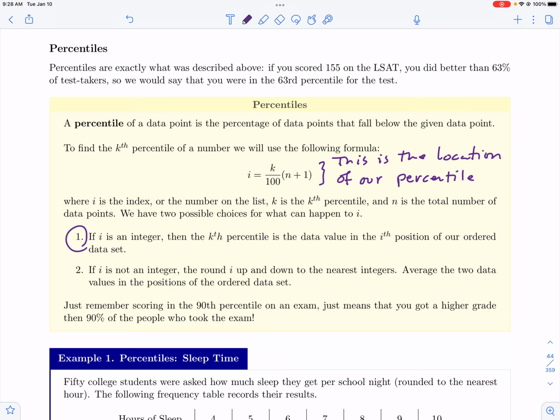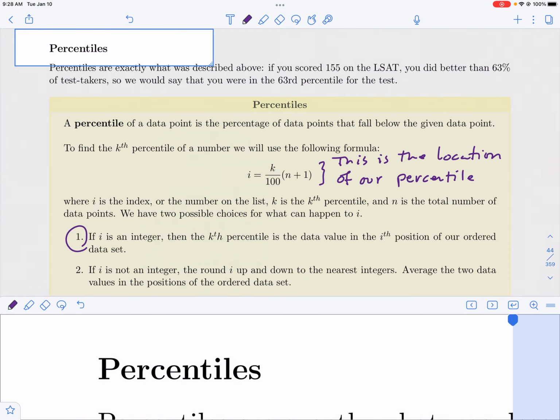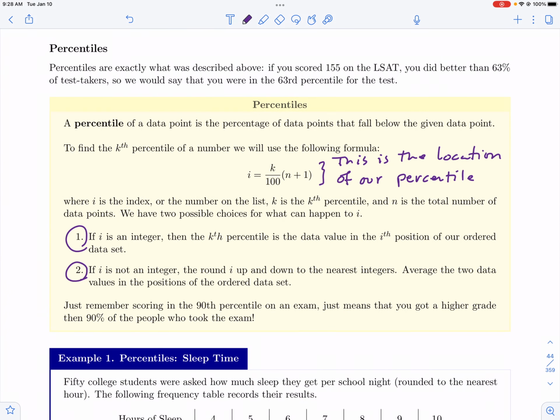If we're lucky and our I turns out to be an integer, then we just count along our list of data until we get to where that integer is, and that number is exactly the given percentile. If it's not an integer, which is more likely, then in the second case, we round that number down and round it up, figure out where both of those locations are on our list, and average the two numbers together. That will be our percentile. It'll make a little more sense when we're actually working through them.